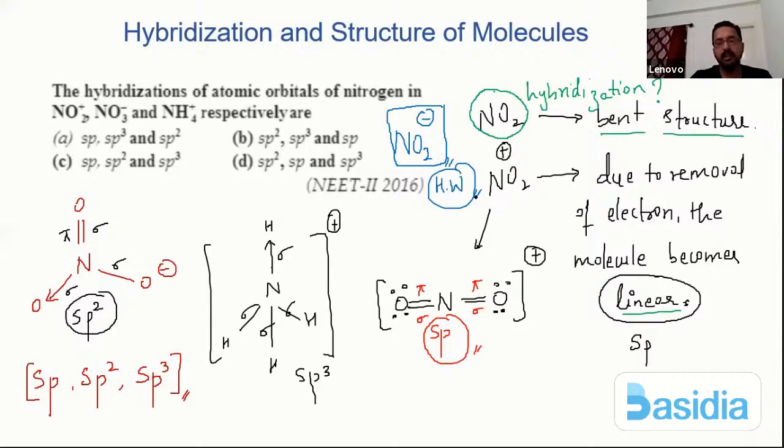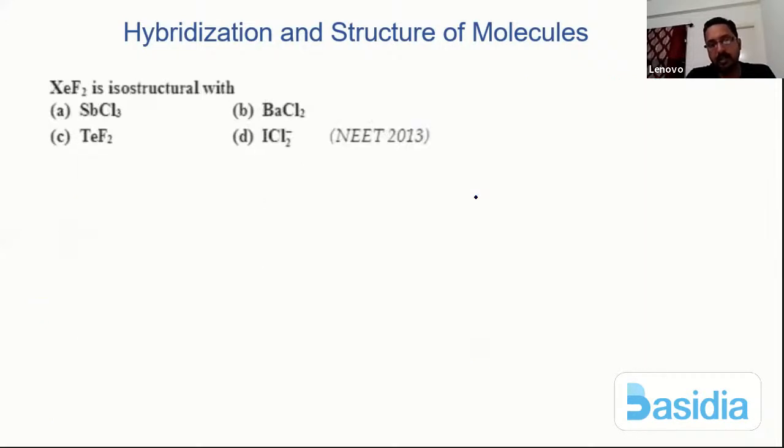NEET second phase 2016, and here we are going to discuss the NEET 2013 question. See, there are nice, interesting molecules over here. You will find there is SbCl3, BaCl2, TeF2, and ICl2 minus. You are supposed to find out xenon difluoride, or XeF2, is isostructural with which of the molecules? As usual, I'm going to give you 30-40 seconds. Start solving them, and your time starts now.